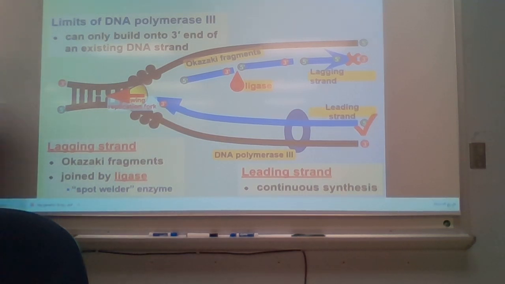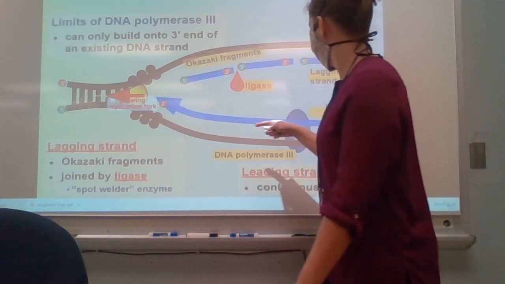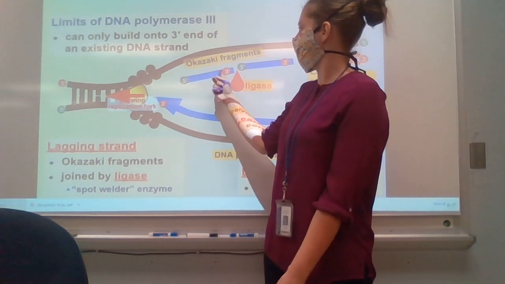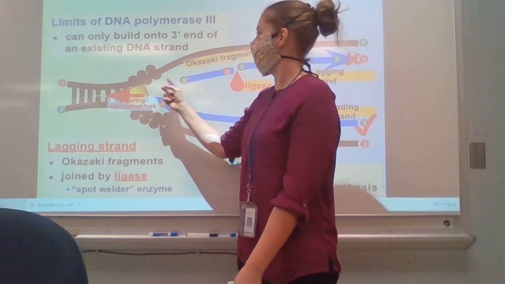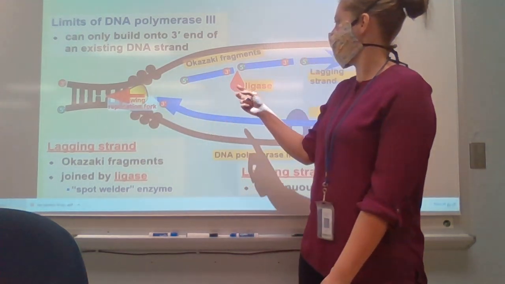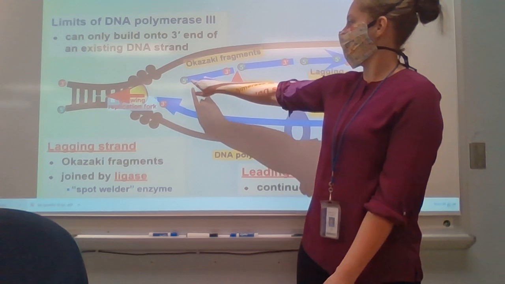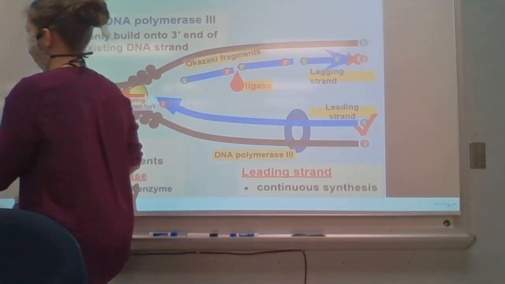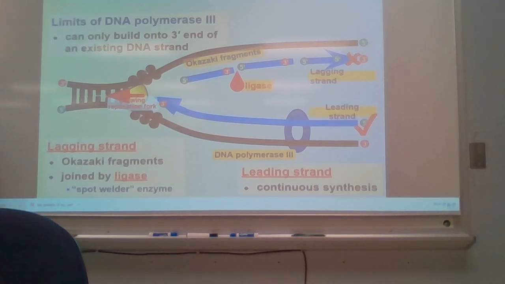When we are doing that, we have the leading strand, which can just build continuously. We have that lagging strand, which is working in the opposite direction and has to be done in parts. So what we need to do next is remove and replace those RNA primers. Who does that? DNA polymerase 1. And then lastly, we have to join those fragments together, which is done by ligase.